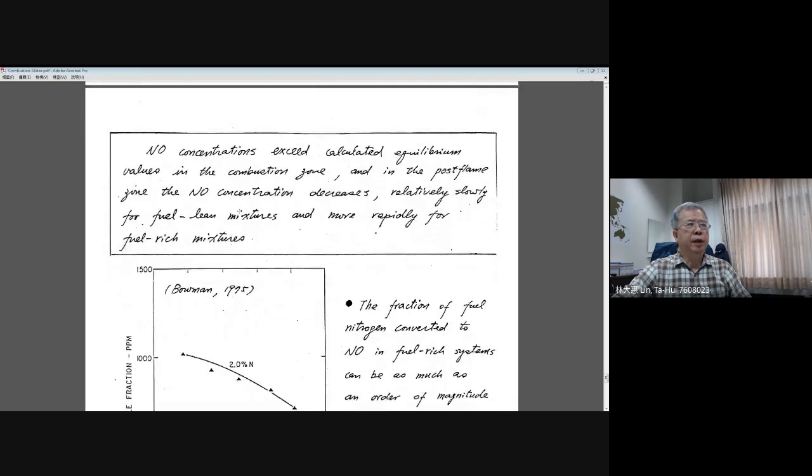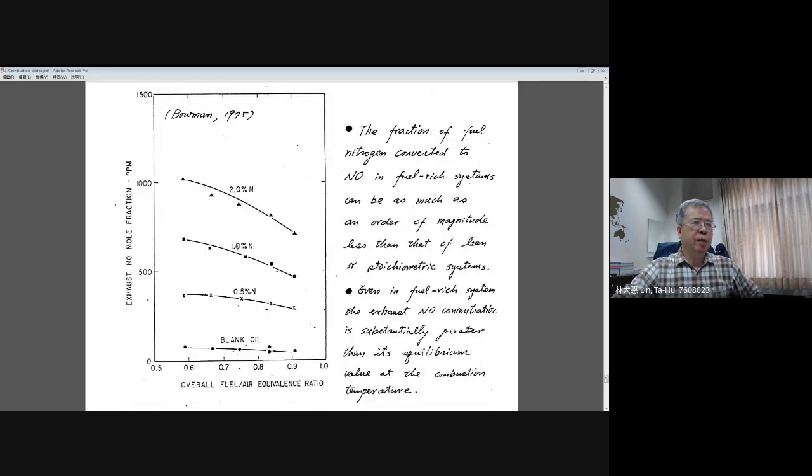Then here, usually the NOx concentration exceeds the calculated equilibrium value in the combustion zone, and in the post-flame the NO concentration decreases relatively slowly for fuel-lean mixtures, and more rapidly for fuel-rich mixtures, because you will convert a certain amount of NO, since those NO will react with the fuel N, and then the NO formation will be suppressed. Okay, here this gives you some example.